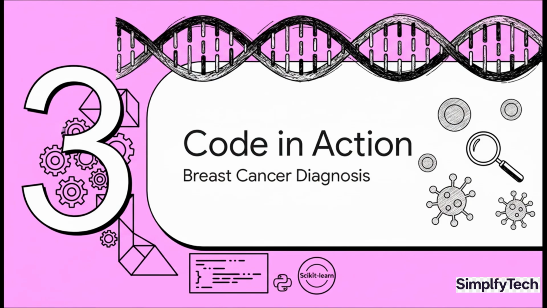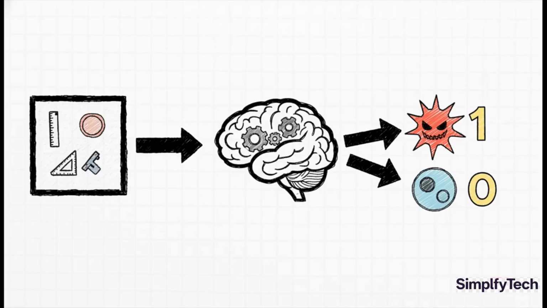Okay, enough theory. Let's get our hands dirty and see how we can actually build this bouncer using Python. We're going to tackle a really important problem, diagnosing breast cancer, and we'll do it all with scikit-learn. So here's our mission. We're going to classify a tumor as either malignant, which we'll label as a 1, or benign, which we'll label as a 0. Our input features, what we call X, will be 30 different measurements of cell nuclei, things like their radius and texture. And our target, Y, is that final diagnosis we want to predict.